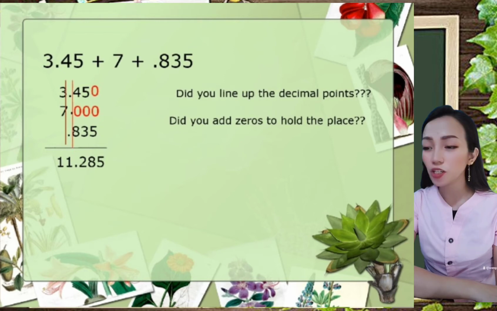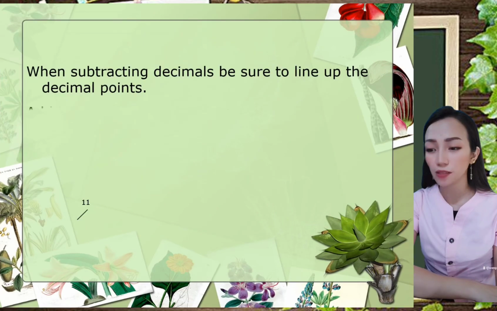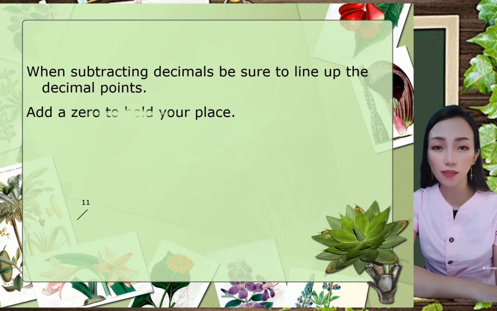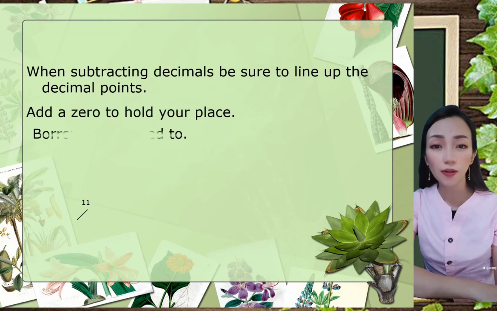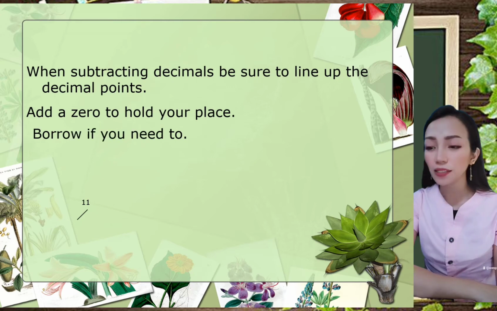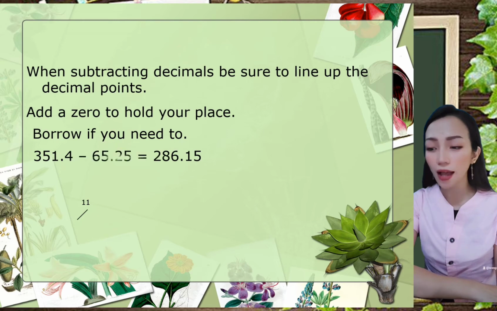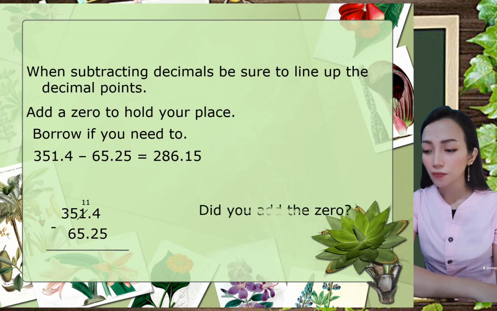I-review naman natin ang subtracting decimals. It is the same thing as subtracting whole numbers. But before that, let us review the concept of borrowing. When subtracting decimals, be sure to line up the decimal points. Add a 0 to hold your place. Borrow if you need to. That is 351.4 minus 65.25. Remember to do this.